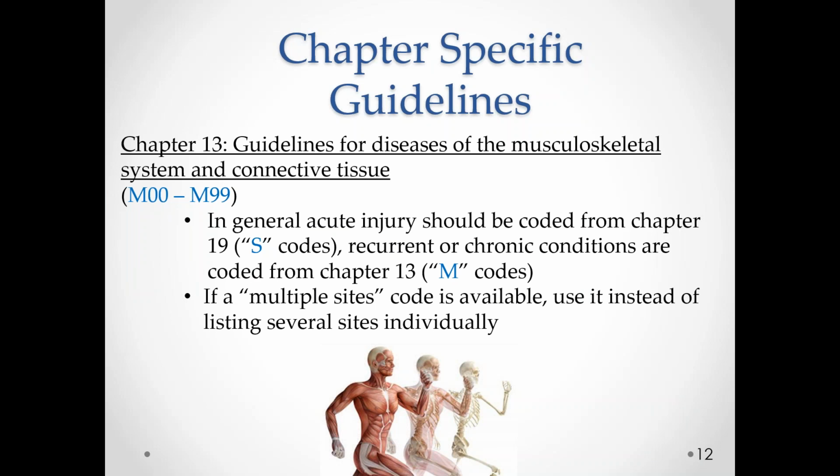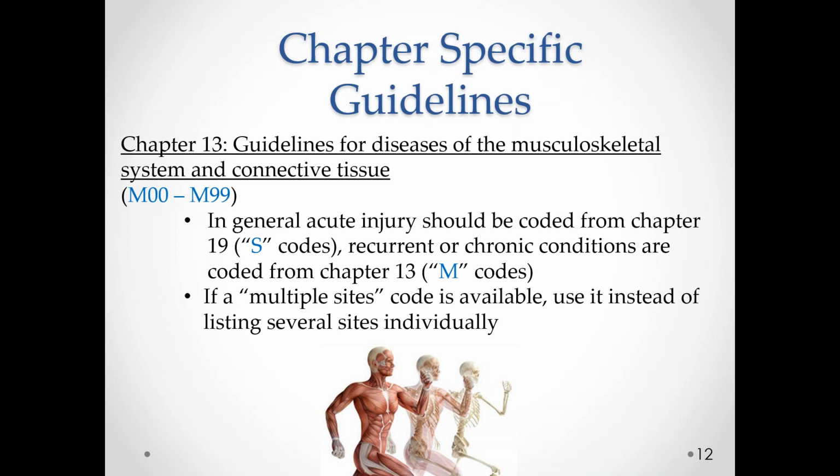And the guidelines for that chapter do tell us that if the patient has acute injury, typically you'll find those codes in chapter 19, which are the ones that start with S. That's where you find your sprains and strains, for example. And most of the time, recurrent and chronic conditions are found in chapter 13, which are the ones that start with an M. Just to give you kind of a bearing there, the difference between S codes and M codes. S codes are typically acute injuries, M codes are more recurrent or chronic.